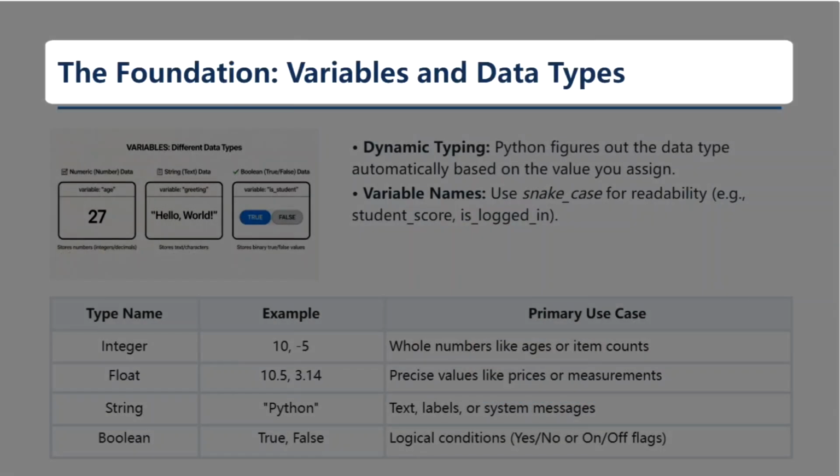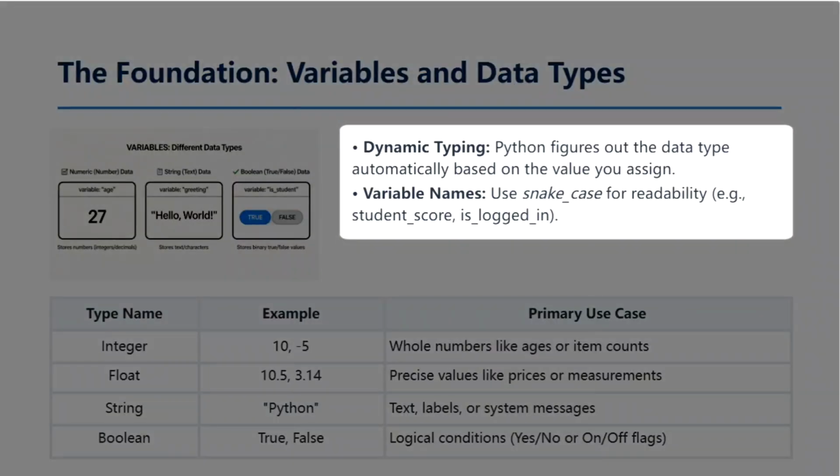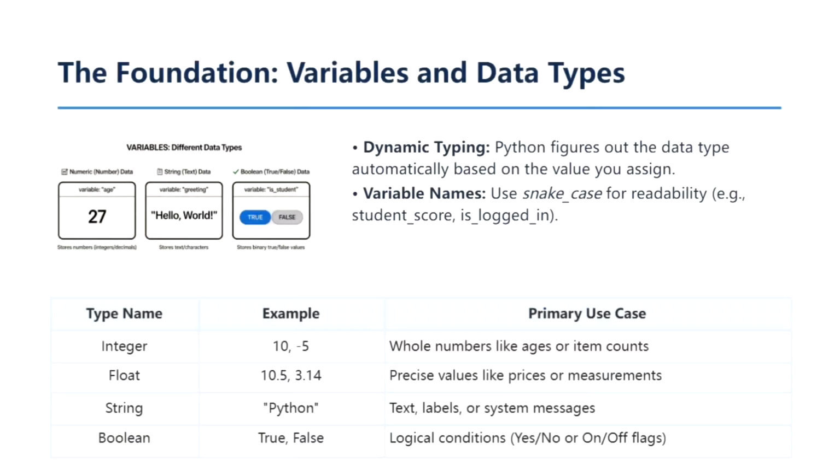Building on our discussion about why Python is such a popular choice, let's dive into the core building blocks of the language, variables and data types. This is truly the foundation of everything we'll build together. One of the most beginner-friendly aspects of Python is dynamic typing. As you can see here, unlike some other languages where you have to explicitly state if a variable is a number or text, Python is smart enough to figure out the data type automatically based on the value you provide.